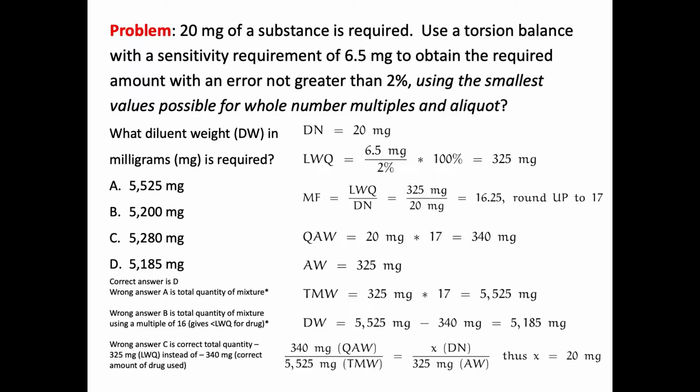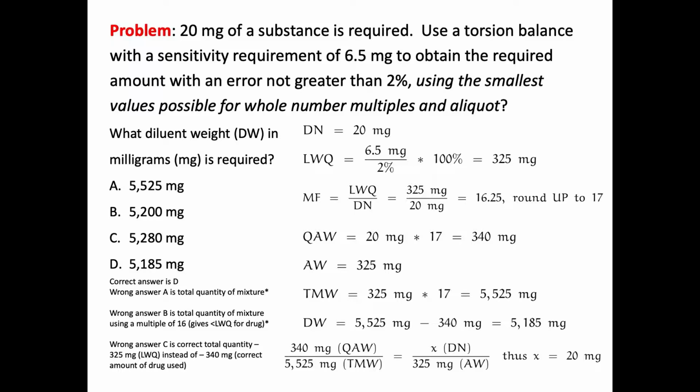So at this point, that's essentially the answer to this question, because the question was asking what diluent weight in milligrams is required. I'm sorry I didn't really specify that, but that's what the question wants, the diluent weight. So the right answer for this question would be 5,185 milligrams. Let's prove that that works by going back and setting up the drug I'm actually going to weigh.